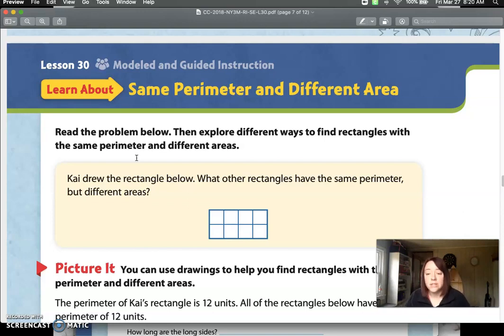All right, if you would like to work along in your practice book for lesson 30, let me check the page for you. Lesson 30 starts on 321, but on 319 for parents, it tells you kind of what they're doing and a little introduction so you can help them do their work.